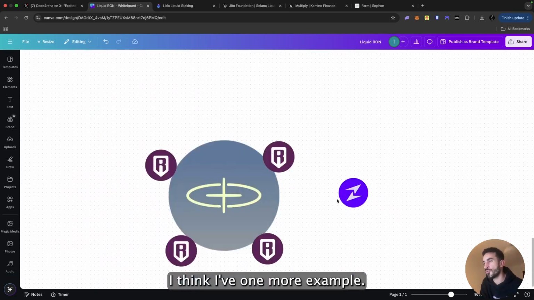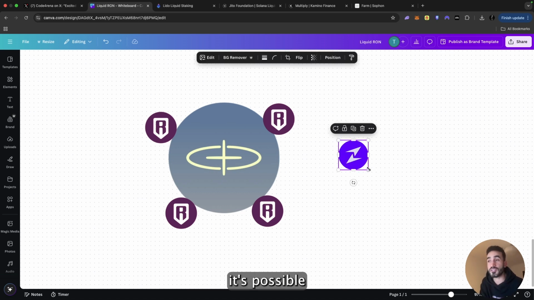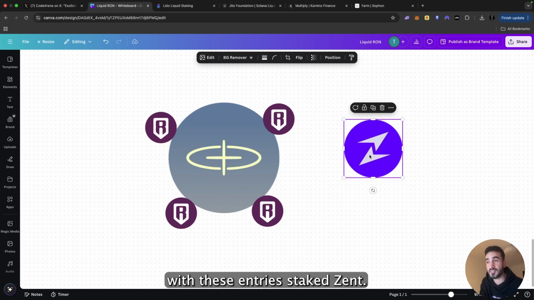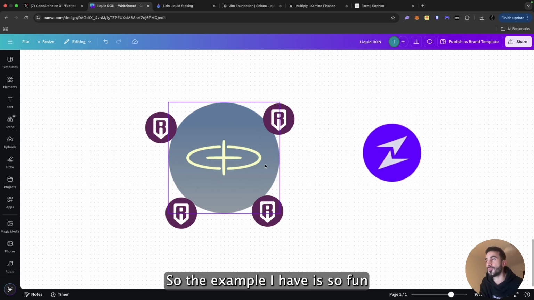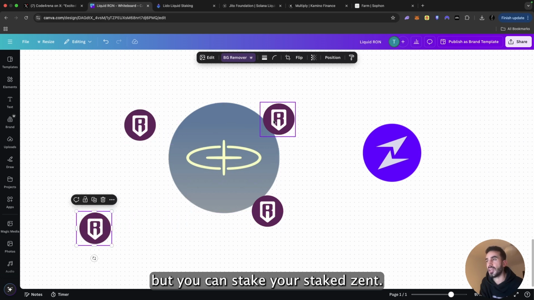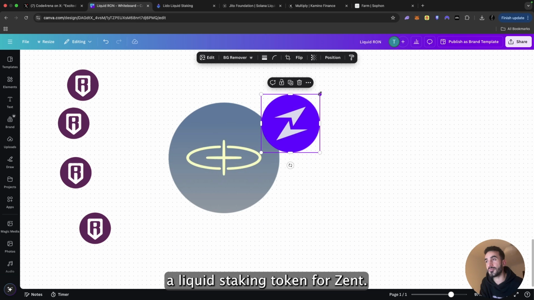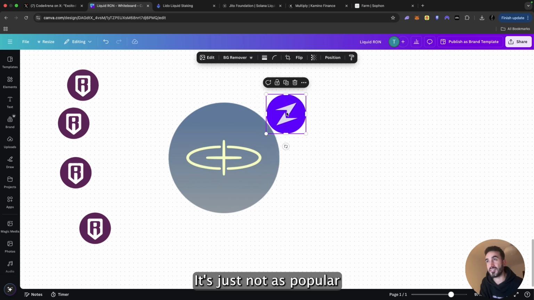Carrying on, I think I have one more example. The other thing is, some people call it restaking. Some people call it liquid restaking. There's different names for it. And actually right now it's possible with Zentry's staked Zent. So the example I have is SoFon right now. Right now, you cannot stake your LRON there, but you can stake your staked Zent. So there is already a liquid staking token for Zent. It's just not as popular just yet on the Ronin ecosystem.